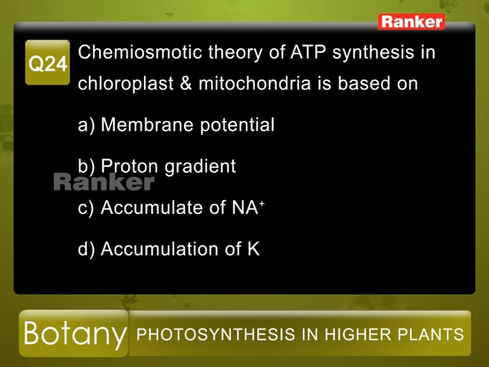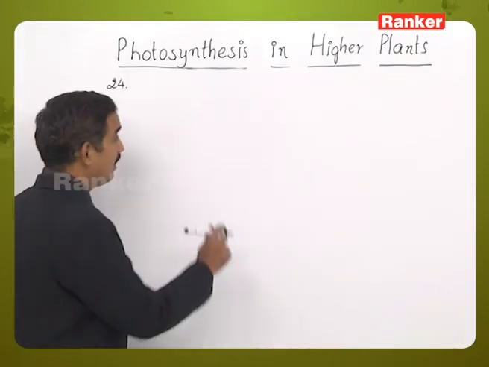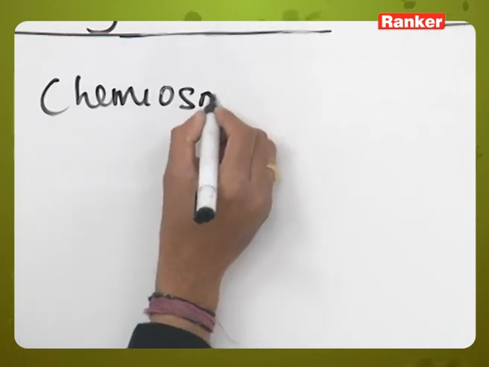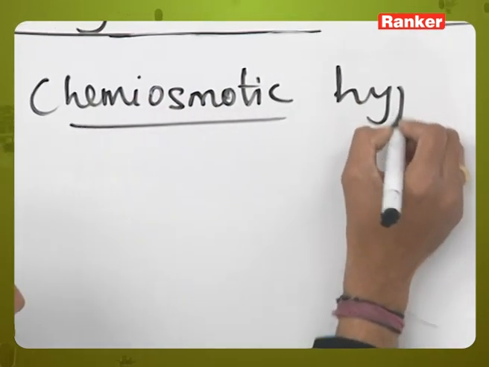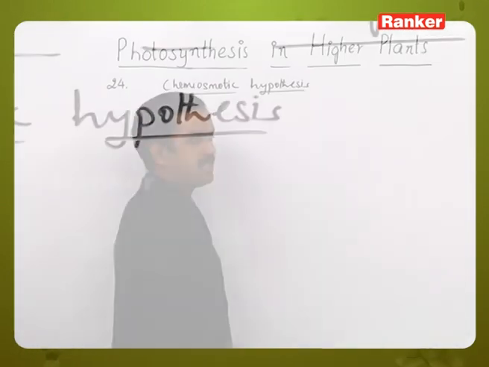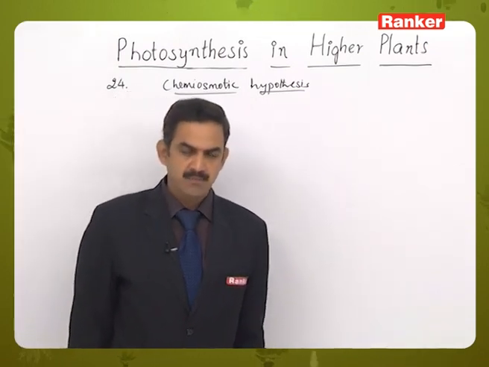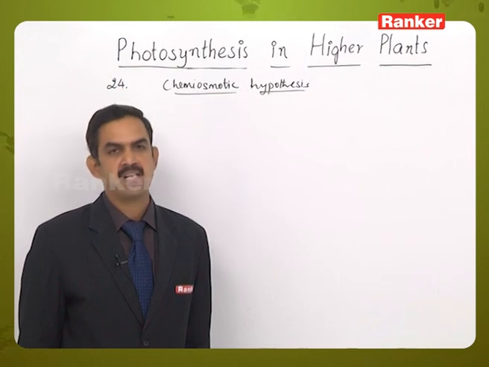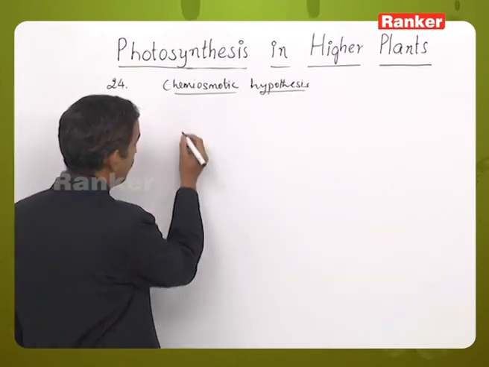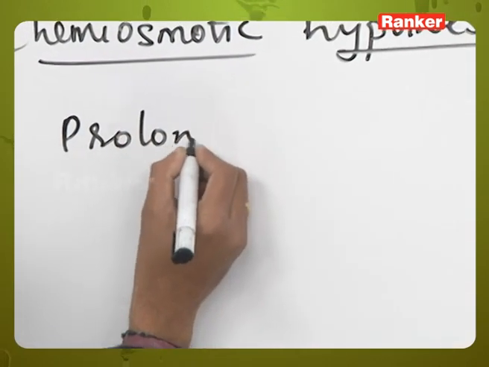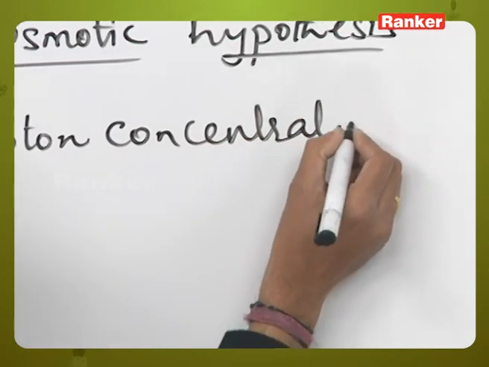Question number 24. Chemiosmotic theory of ATP synthesis in chloroplast and mitochondria is based on. The given options are A, membrane potential, B, proton gradient, C, accumulation of Na plus, D, accumulation of K plus. So here it is the chemiosmotic hypothesis that was given by Peter Mitchell, the scientist. As we know, during the electron transport system of both photosynthesis and respiration, the proton concentration gradient is established on either side of the membrane.